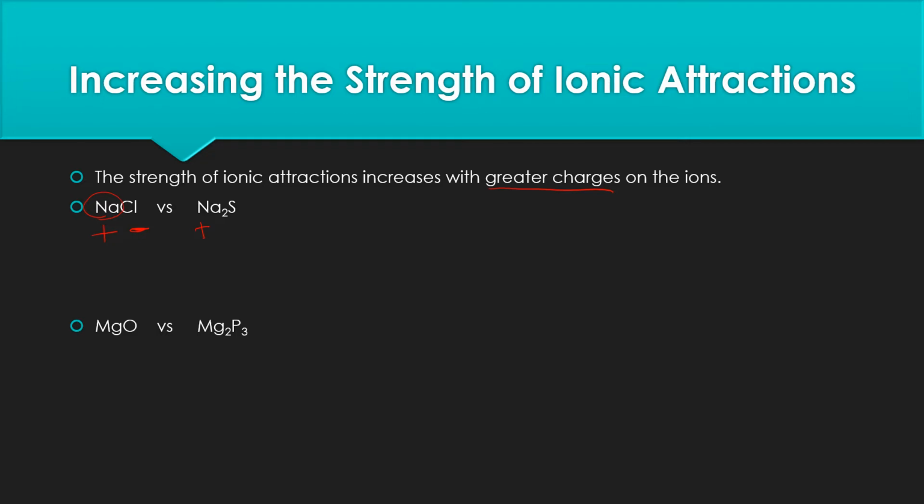Over here, we've got sodium again, and then we've got sulfur. Sulfur is a group 16, so it has a negative 2 charge. So when we have greater charges, they both have sodium, so we really don't have to compare the sodium part. We're really comparing the chlorine and the sulfur. Sulfur has a greater negative charge, so therefore it would have a stronger ionic attraction. So Na2S has a stronger attraction. And that's between the ions.